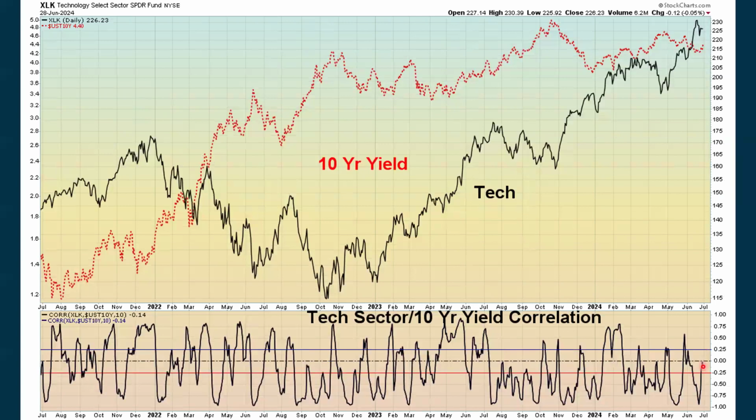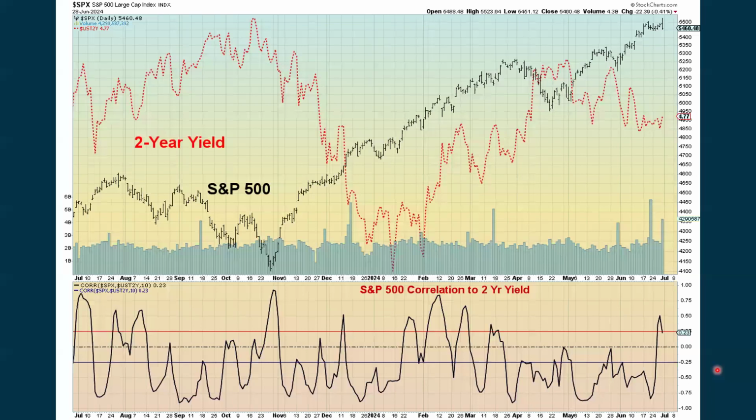We also look at stocks versus the 10-year yield, pretty much neutral right now. And then the tech sector to the 10-year yield also continues to be neutral. And then the S&P to the 2-year yield, where it's coming back down into the neutral area.